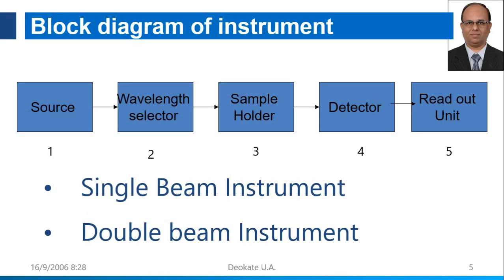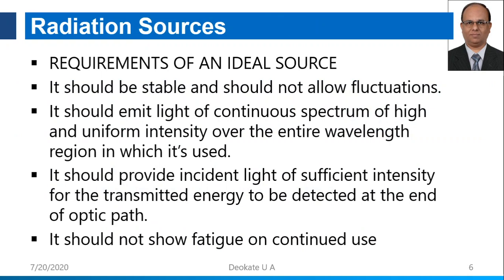So these five basic components can be written in a block diagram in this way: source, wavelength selector, sample holder, detector, and a readout unit. When we think of instruments, we have to talk about two instruments, single beam and double beam instruments, in the next part of this video. Now, first we'll start with them one by one.